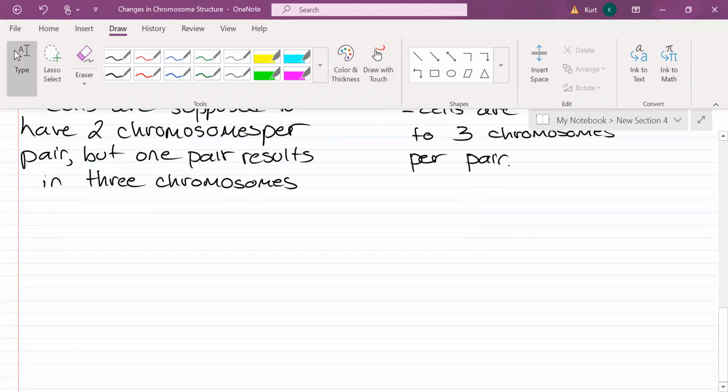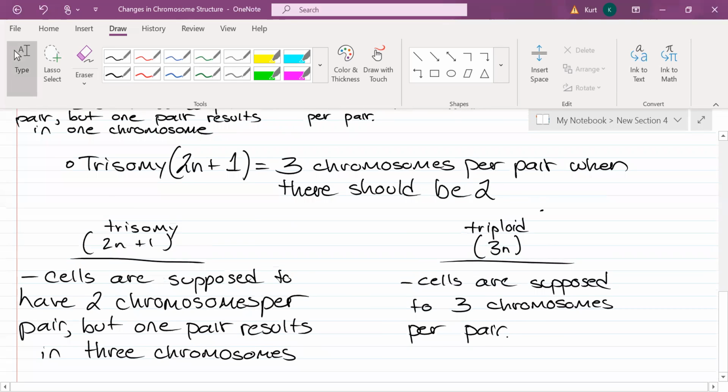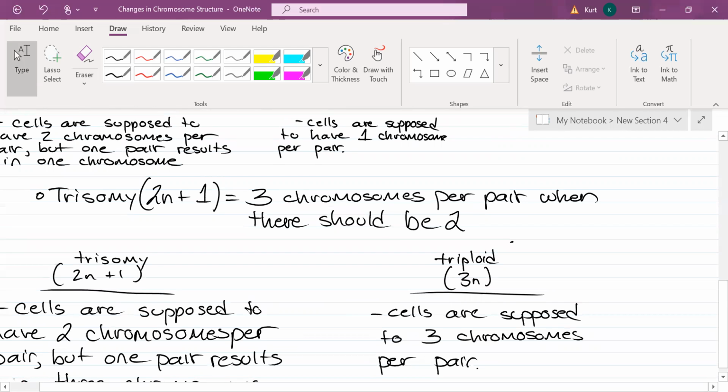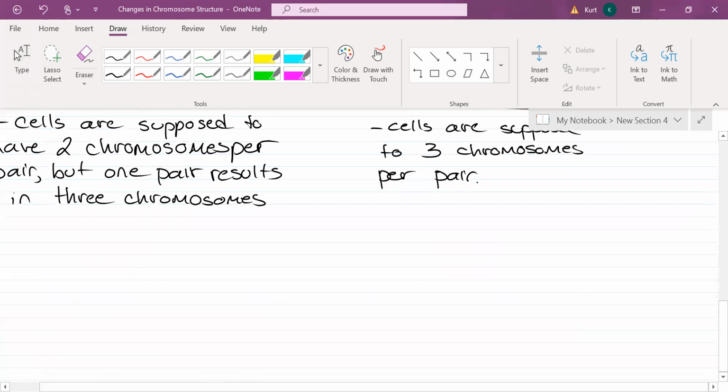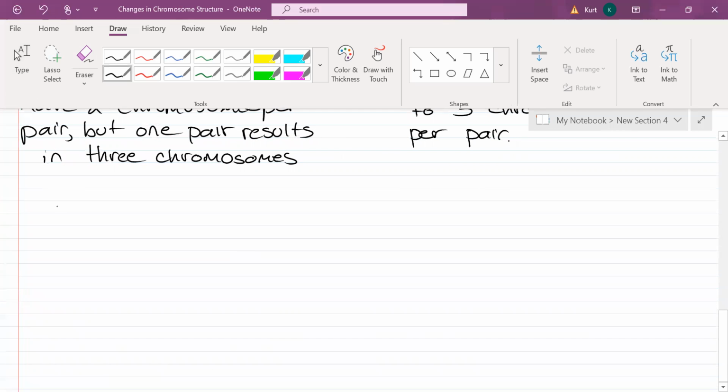Now, I want to go over something that this class and my other afternoon classes did not get to on Monday, and it's what you see in the whiteboard. So I want to show you how this non-disjunction actually happens, okay? It's going to be kind of a rough sketch, so let's start off with what it should look like normally. So this is going to be normal meiosis. So I want to illustrate for you how non-disjunction actually occurs.